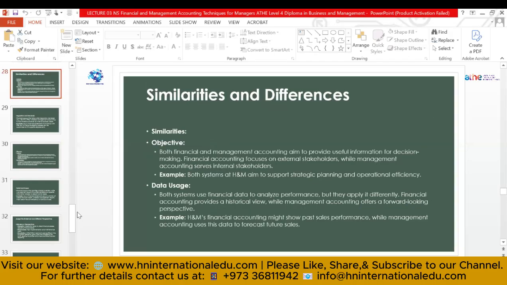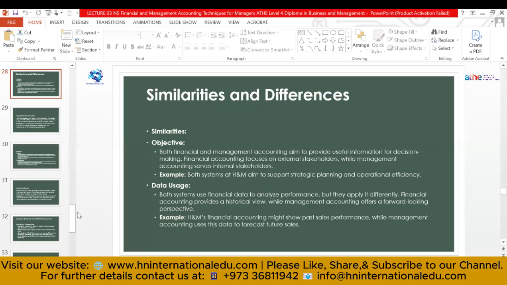All right, then comes the similarities and differences. This time I tried to make my slide more according to the command verb description. After strengths and weaknesses, we jump towards similarities and differences. Though my organization examples are not from an SME. That's not a good point.